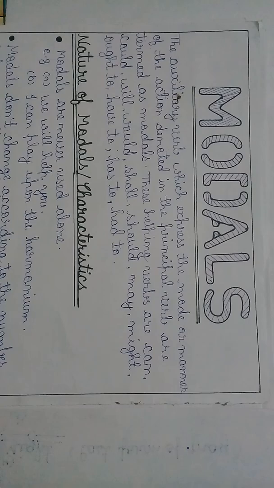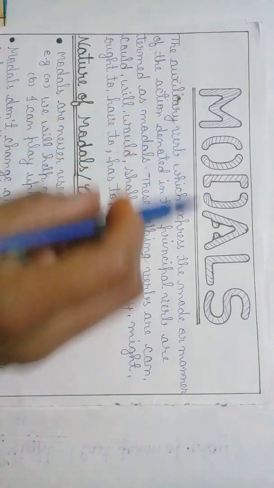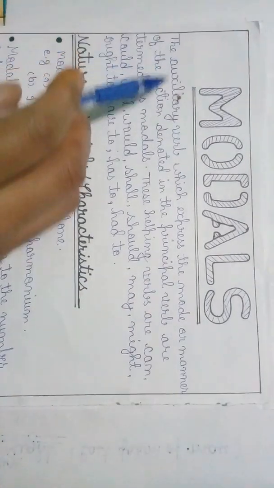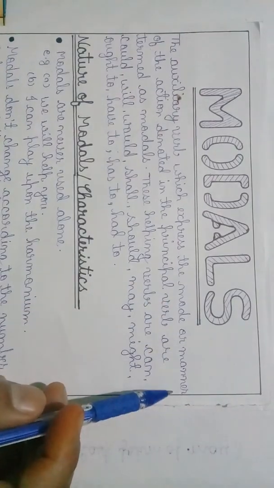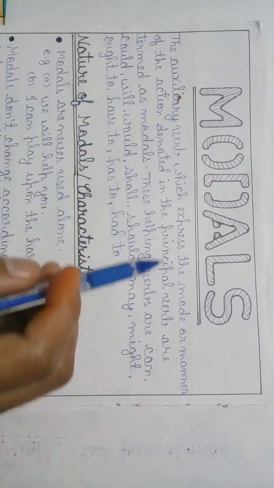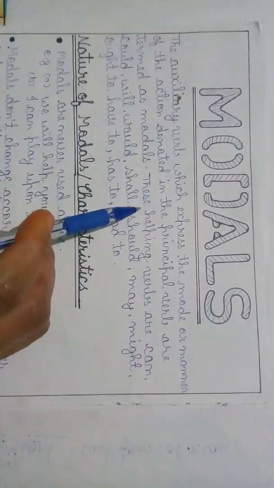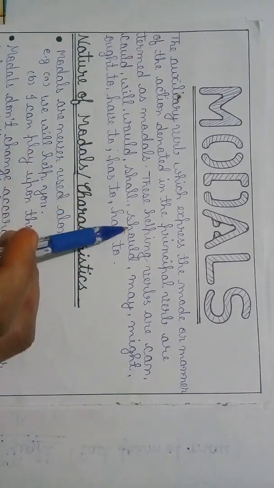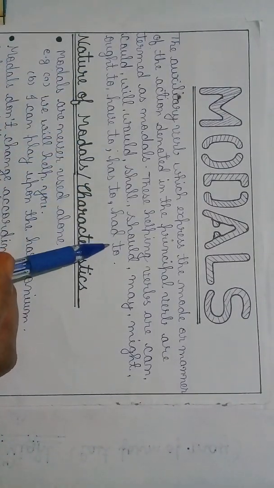Today I am going to teach you a very important topic of grammar, that is modals. So what are modals? The auxiliary verbs which express the mode or manner of the action denoted in the principal verb are termed as modals. These helping verbs are can, could, will, would, shall, should, may, might, ought to, have to, has to, had to.